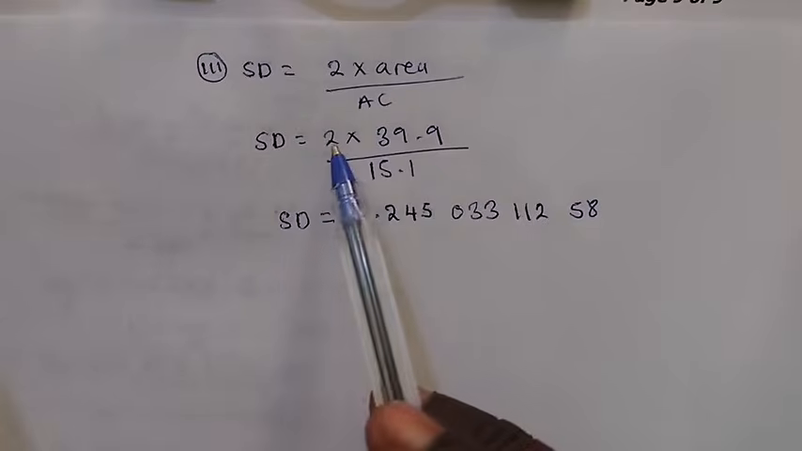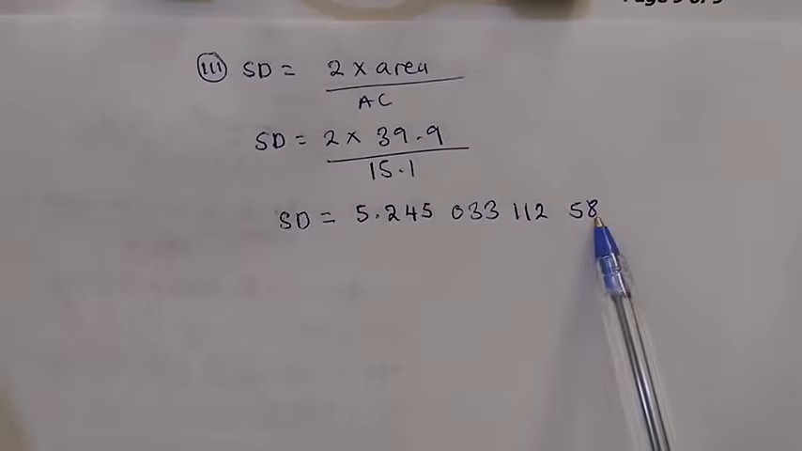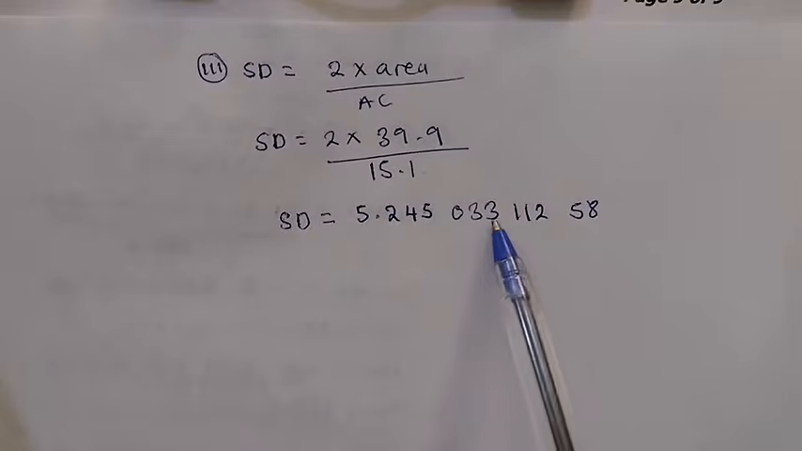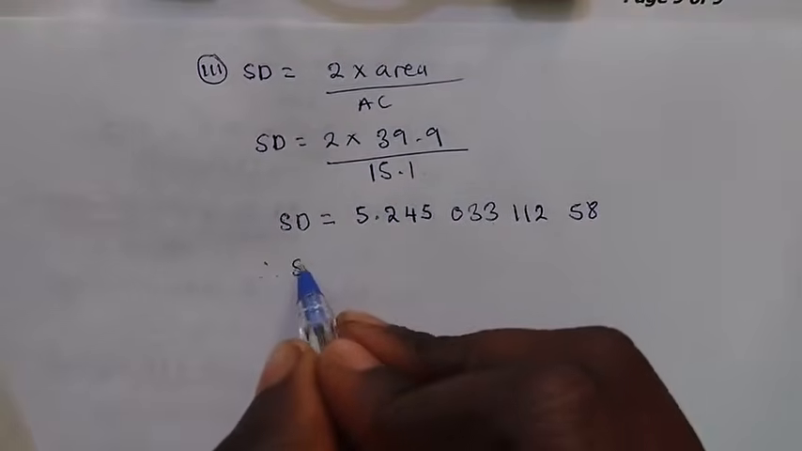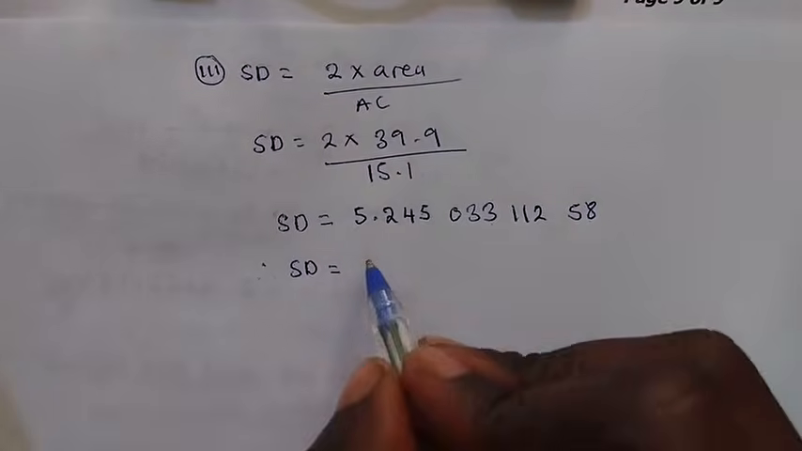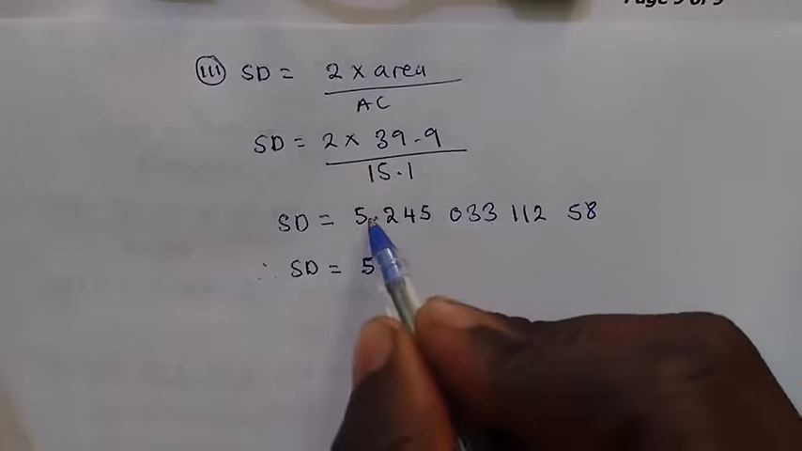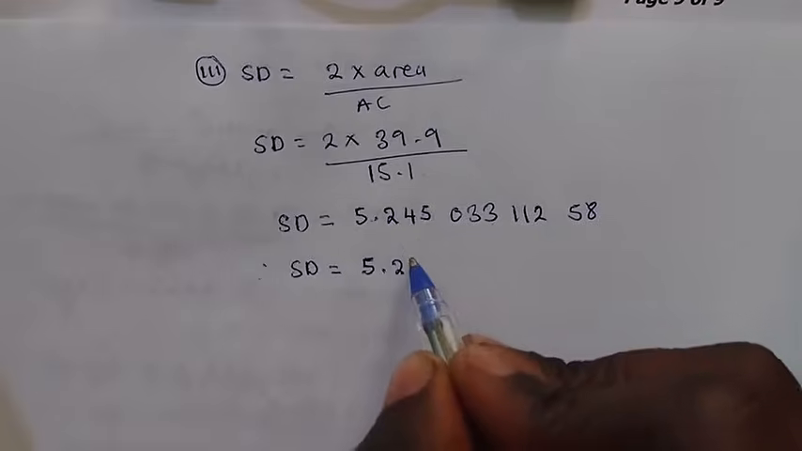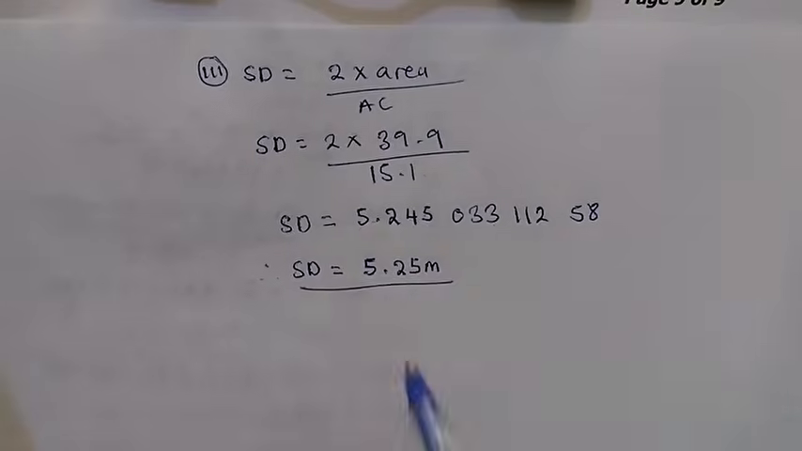Alright, so once you punch 2 times 39.9 divided by 15.1, this is what you are going to get. Shortest distance is equal to 5.245,033,11258. So we can now say, therefore, our shortest distance is equal to, we leave our answer correct to 3 significant figures. So 5.2, 1, 2. 4 will make it 3. Now this 4 will be rounded up by 5. So this 4 will be a 5, like this, meters. So this is our shortest distance.